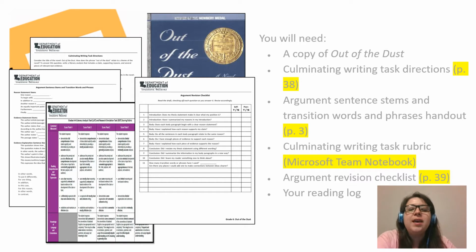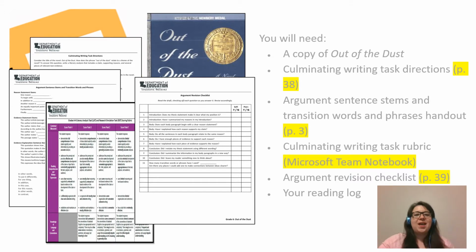The third thing is an argument, sentence stems, and transition words and phrases handout. You use that a lot with this last little bit, okay? That's on page 3. The fourth thing you're going to need is that culminating writing task rubric. I've posted a copy for you on the Microsoft Teams notebook, so make sure that you check that out there. It even says Out of the Dust writing rubric, okay? You'll need your argument revision checklist. That's on page 39, and then your reading log.